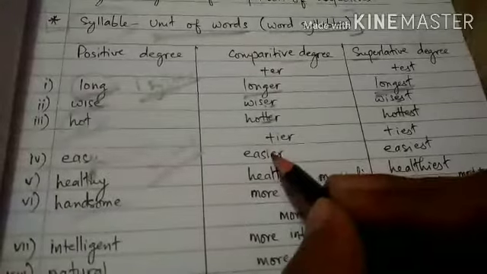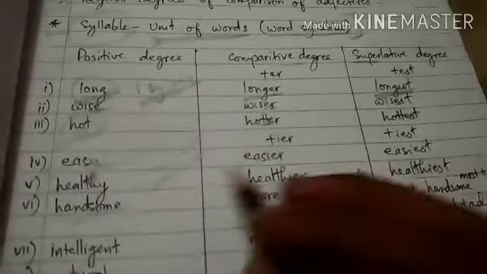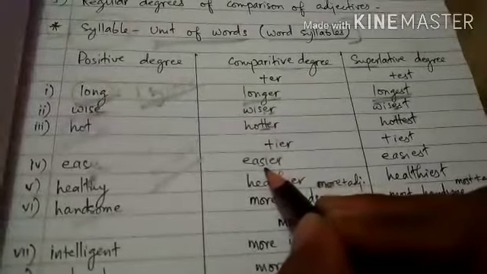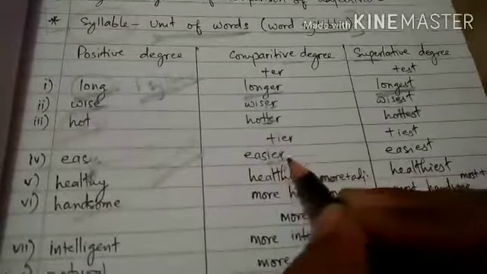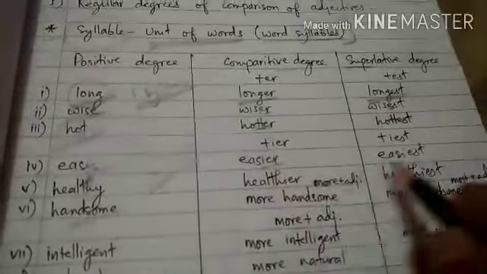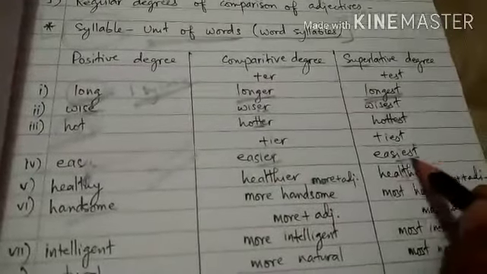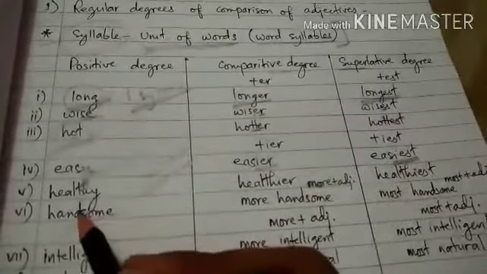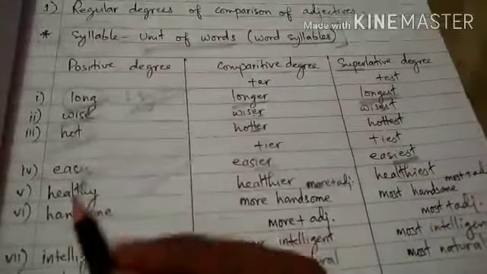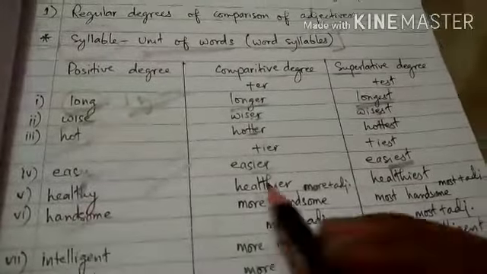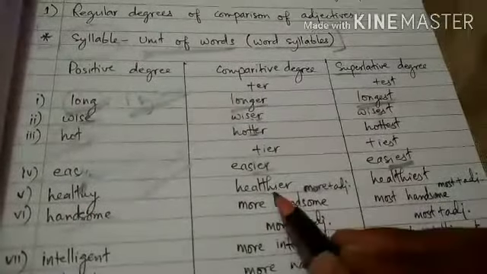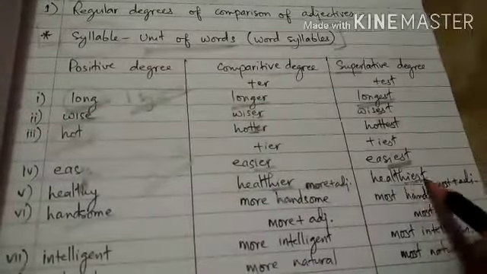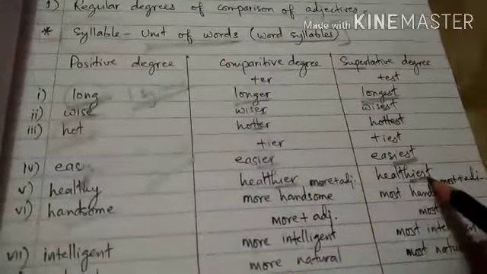I and again er. Okay, like easy, in case of comparative degree we have to remove y, and we have to add ier. Okay, easy, easier, easiest. In case of superlative degree, remove y and add iest. Like healthy, 2 syllable word, healthy, 2 syllables. Again, healthier, healthiest. Remove y and add ier. Remove y in superlative degree and add iest.